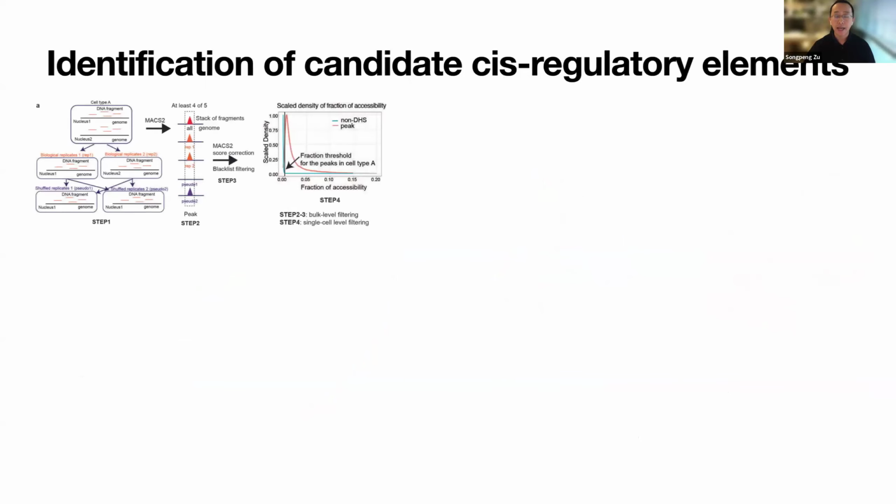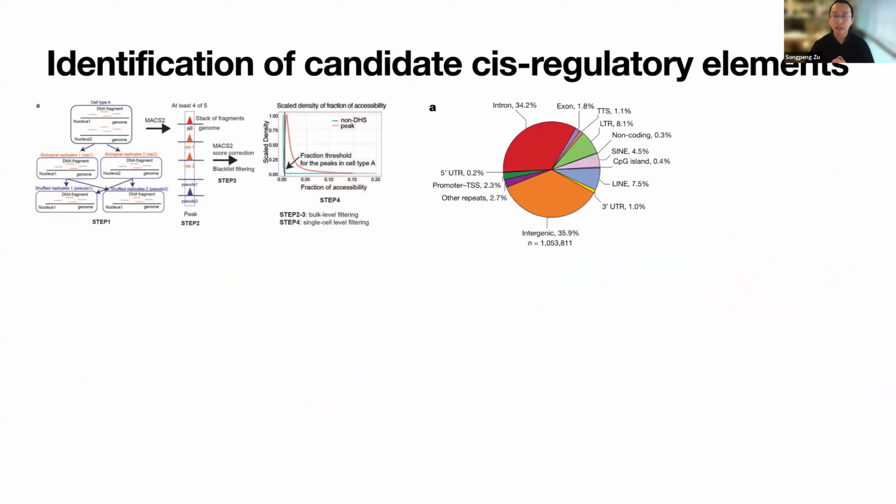Once we have the annotations, we then identify the candidate cis-regulatory elements per cluster. We do this by following a typical, straightforward ENCODE pipeline. Since we have replicates, we do the peak calling using the MACS tool with the replicates and pseudo-replicates. We then filter to choose only the conservative peaks, and we also have single-cell-level filtering based on the fraction of accessibility for the particular peaks. Finally, we have identified 1 million cis-regulatory elements.